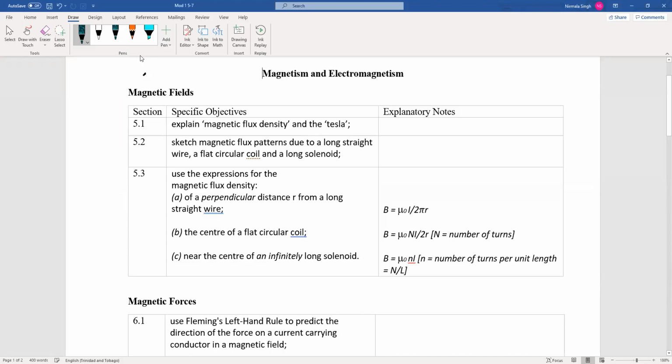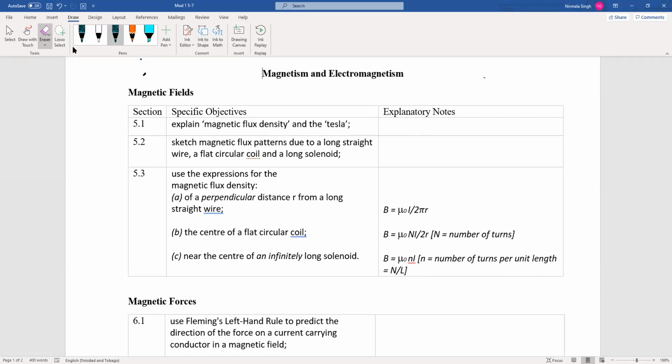All right. So magnetic fields, you have to, one, explain magnetic flux density and the Tesla. No, we're not looking at the Teslas and the car. This is far older. Tesla derives from one of the greatest physicists of all times. If you want to read up, please go and read up on Nikolai Tesla, one of the greatest physicists of all time.